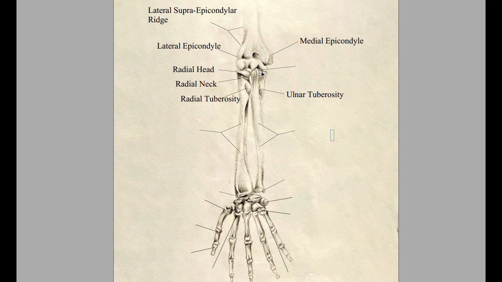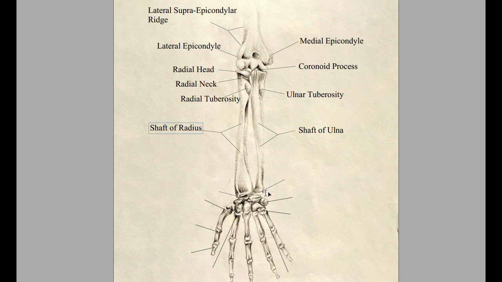Then remember that this projection of bone right here on the ulna that articulates with the trochlea and will fit into this coronoid fossa, this is our coronoid process. Coronoid process of the ulna. Okay, I'm a stickler sometimes. There you go. All right, that's the coronoid process. And then here we have the shaft of the ulna. Over here we have the shaft of the radius.